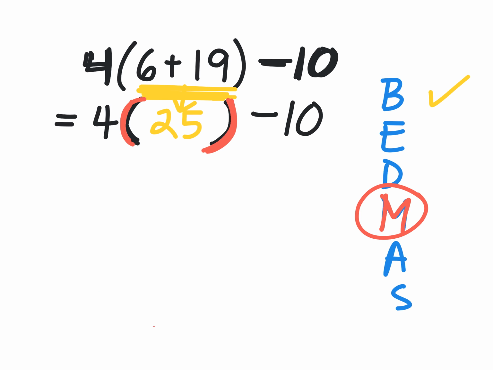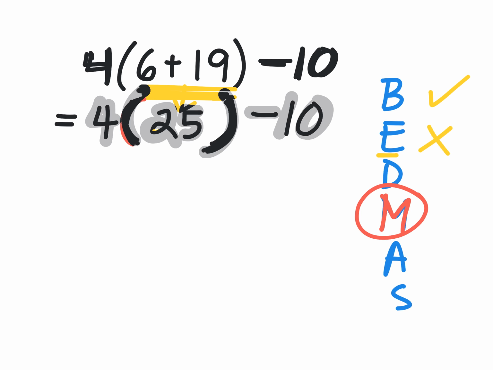Okay, so right now this expression says 4 times 25 take away 10. That's what that says. So do we have any exponents? That's the next order of operation. Do you see anything with an exponent? No, we don't need to do that. Do you see any division? No. Do you see any multiplication? Yes. So that's the next step.